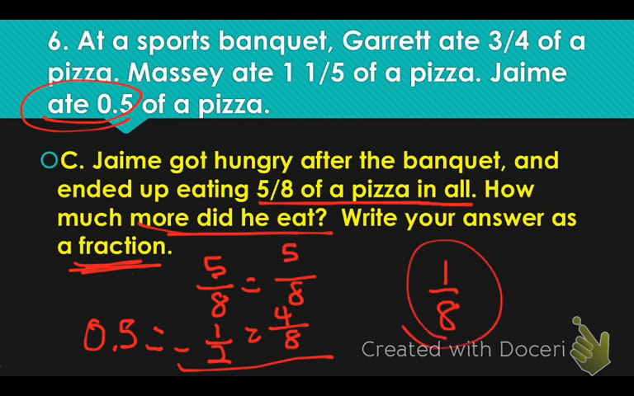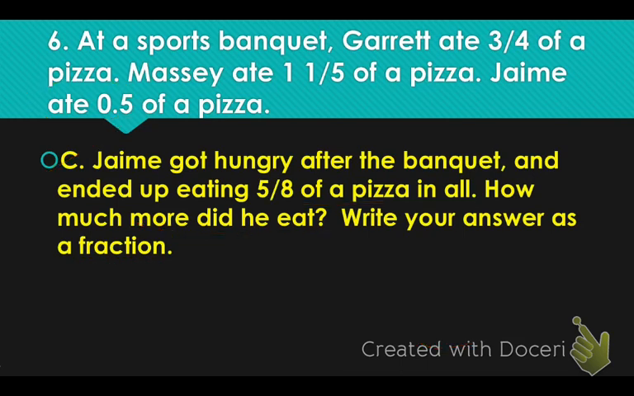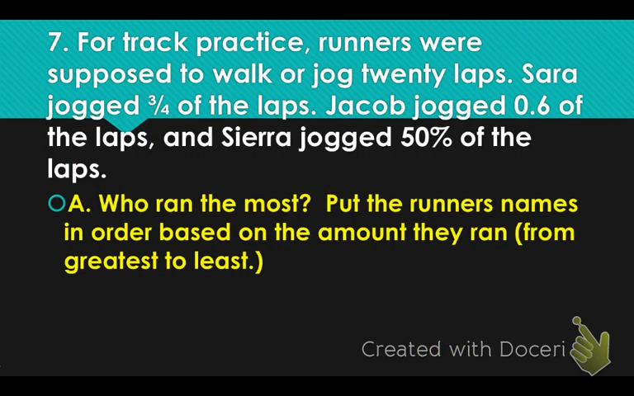1/8. If you got that, put a check mark. If not, pause it, copy it down. Okay, next. Track practice, runners were supposed to walk or jog 20 laps. Sarah jogged 3/4 of the laps, Jacob jogged 6/10 of the laps, and Sierra jogged 50% of the laps. Who ran the most? The first part of this question is, put the runners' names in order based on the amount they ran. And again, from greatest to least.